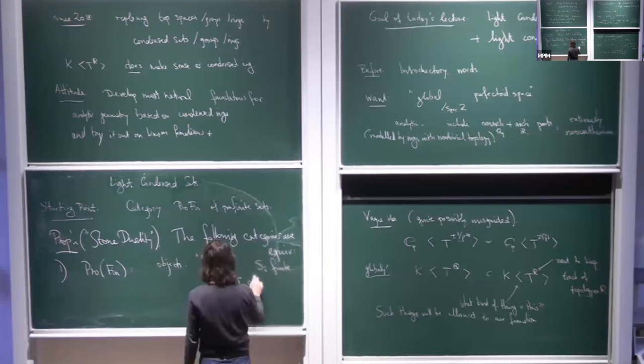And here's another one. So here's a light profinite set S. Then S is an injective object in the category of profinite sets. And I will spell out what I mean by this. This means that whenever you have an injection of profinite sets, and we have a map from B towards the light profinite set, you can always find an extension to all of that.